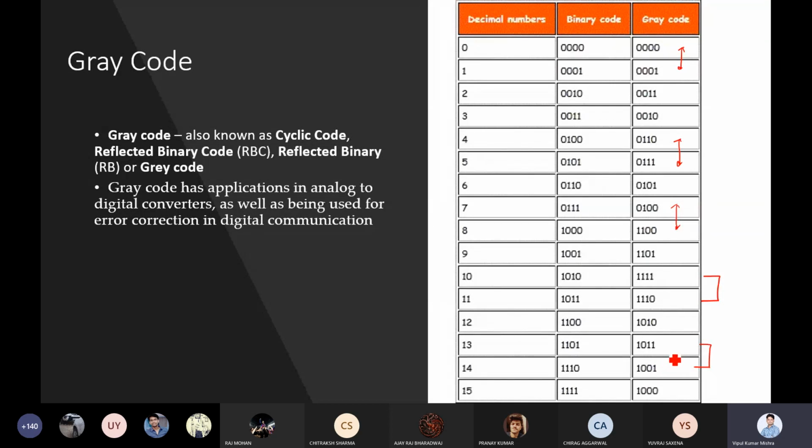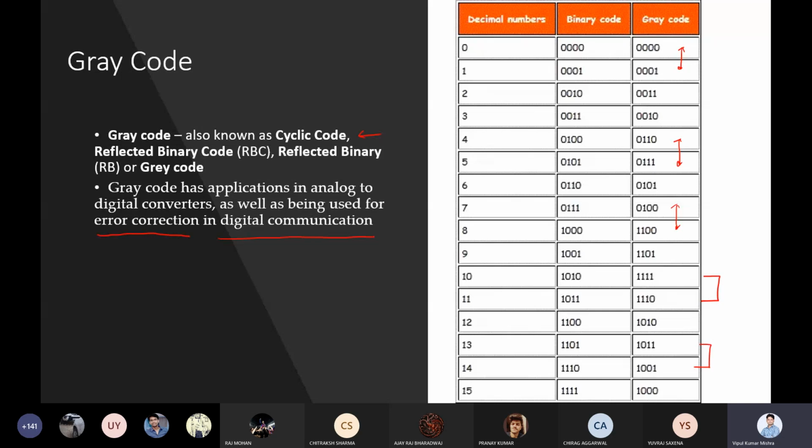And this is the beauty behind the gray code. It differs in only one place. This particular code is also known as cyclic code, and also as reflected binary code, or reflected binary or gray code. Now you can ask where it will be utilized. This code is not good for arithmetic like addition, subtraction, multiplication. No, it is not good for that. But it is good whenever you want to convert analog to digital. That is one place where it is heavily used. And it is more useful in error correction code or in digital communication.